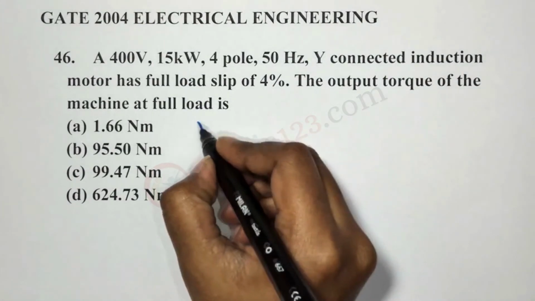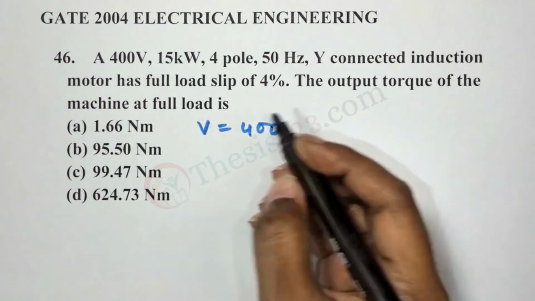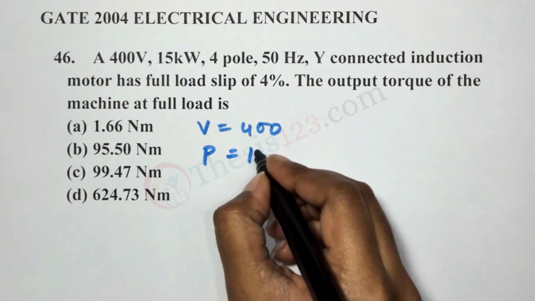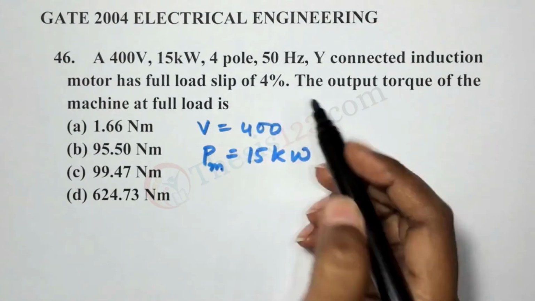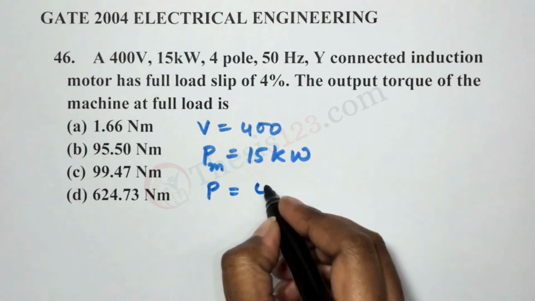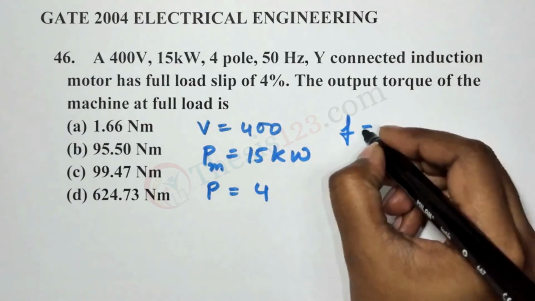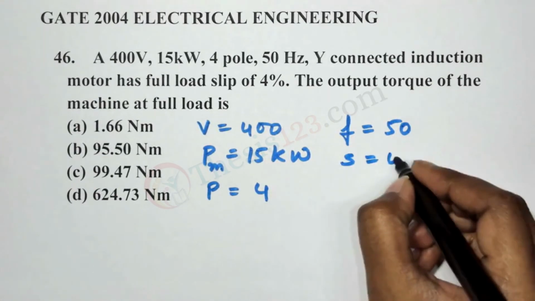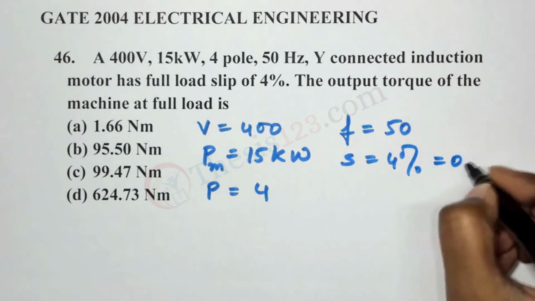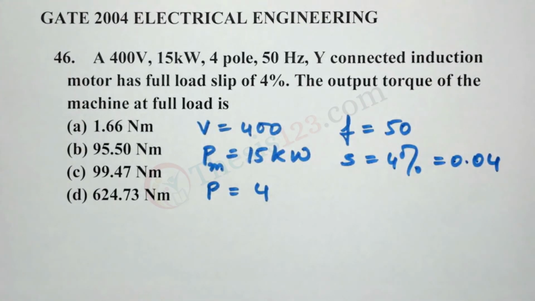So we have voltage given as 400. We have the power given as 15 kilowatts. We'll call this as PM, power. And we have poles given as 4. And we also have frequency given as 50. And our slip S is given as 4%, which is 0.04.